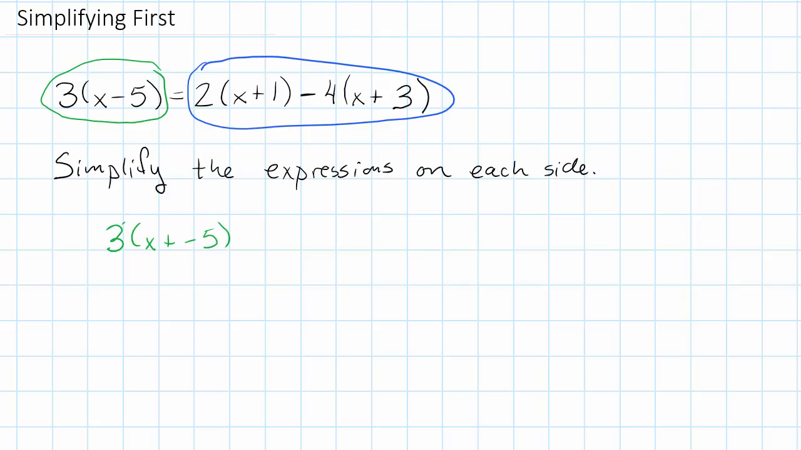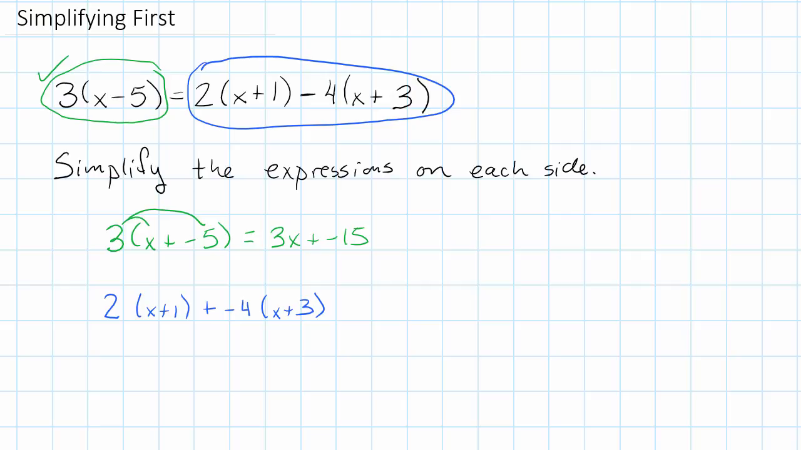I'll use the distributive property here. That'll be 3x plus negative 15. That was my first expression. Done. My second expression, I have my 2x plus 1 plus negative 4 x plus 3.